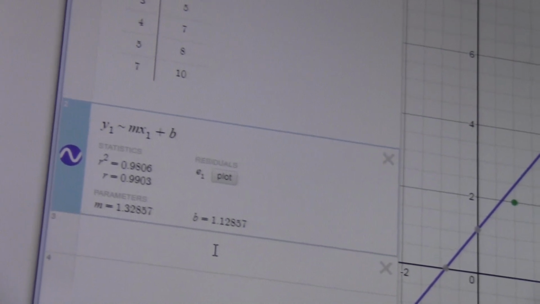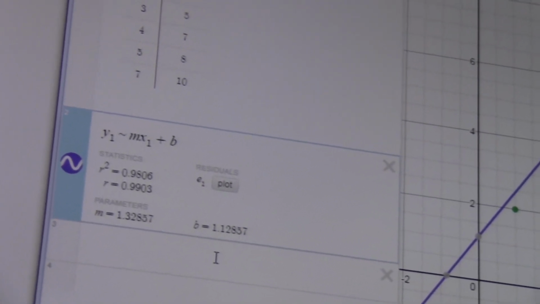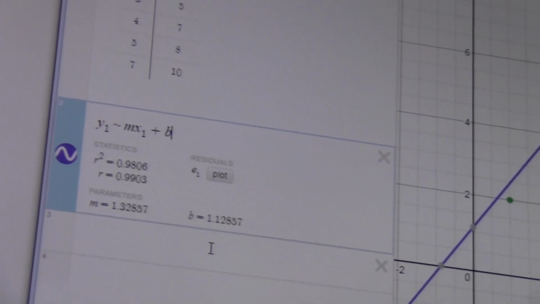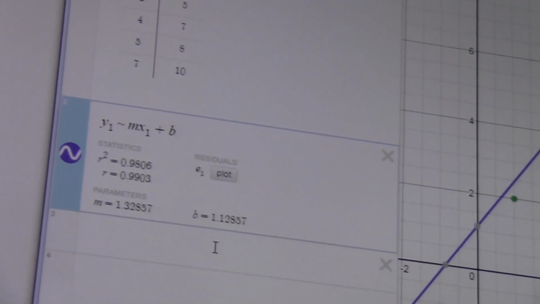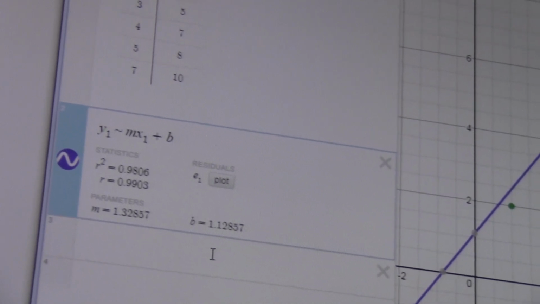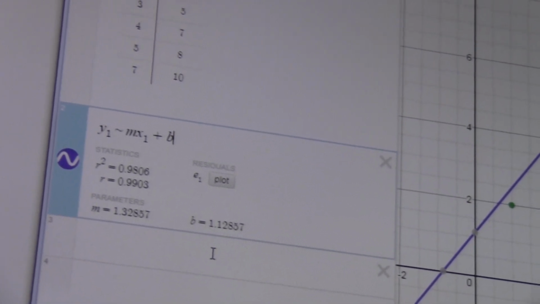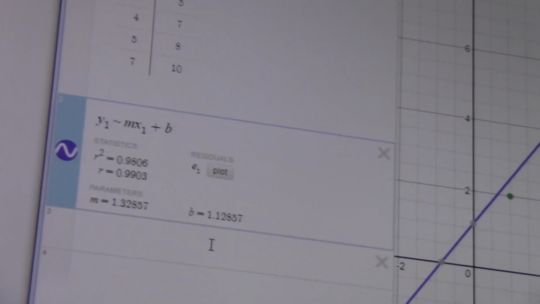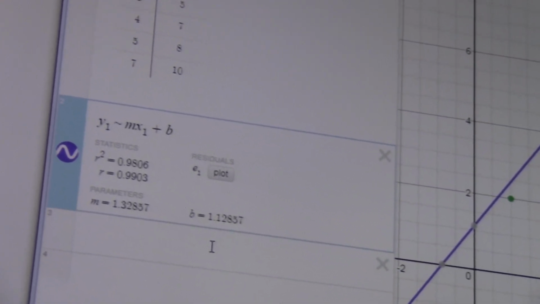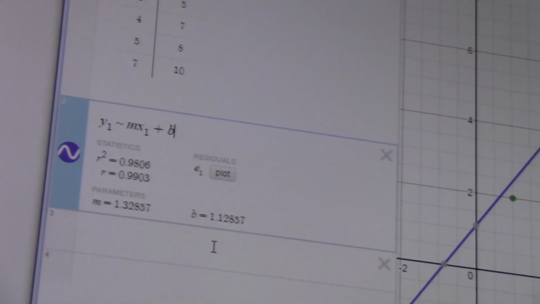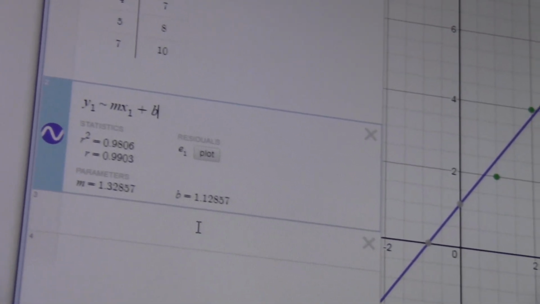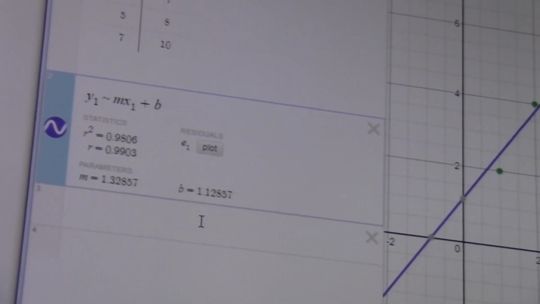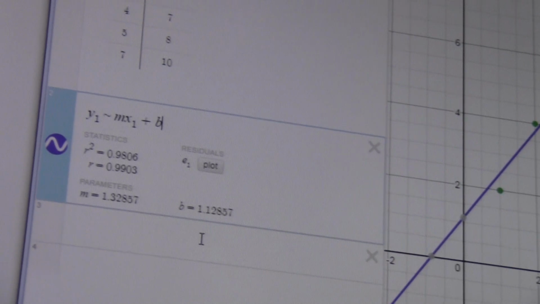That's very, very good. The closer it is to 1 or negative 1, the closer the relationship between the variables is. So then you look at m. Remember, m is our slope, 1.32. We approximated it as 1.5, or at least I did. And then the b, which is the y-intercept, is 1.12.